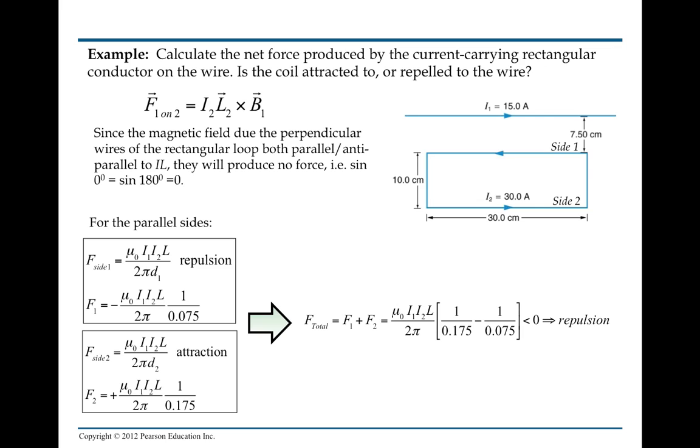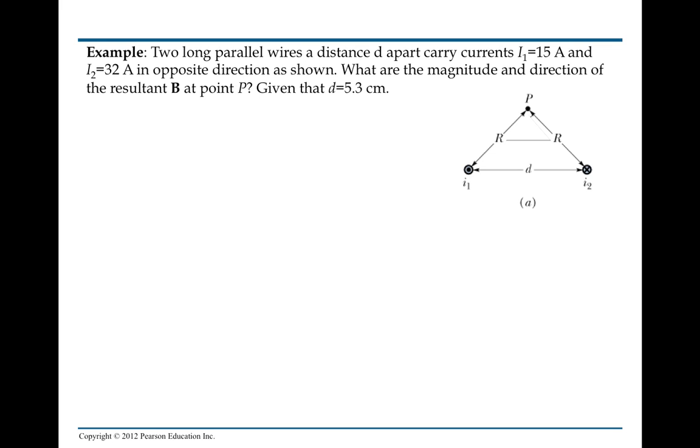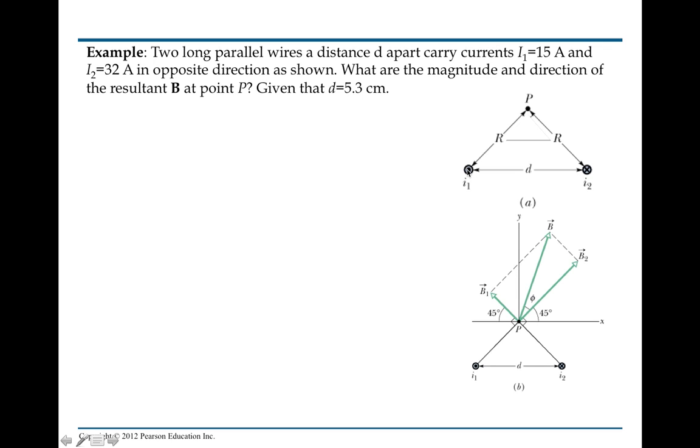Do you think it's attractive or repulsive? So you have to know how to do it conceptually or numerically. Another example where we have two wires. One of them is carrying current in, and this one is carrying current out, so they are parallel to each other, right? And we want to find the magnetic field at this point here.